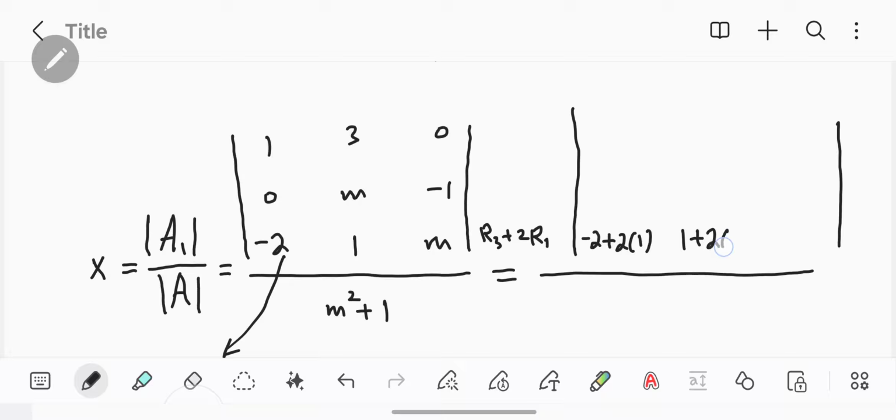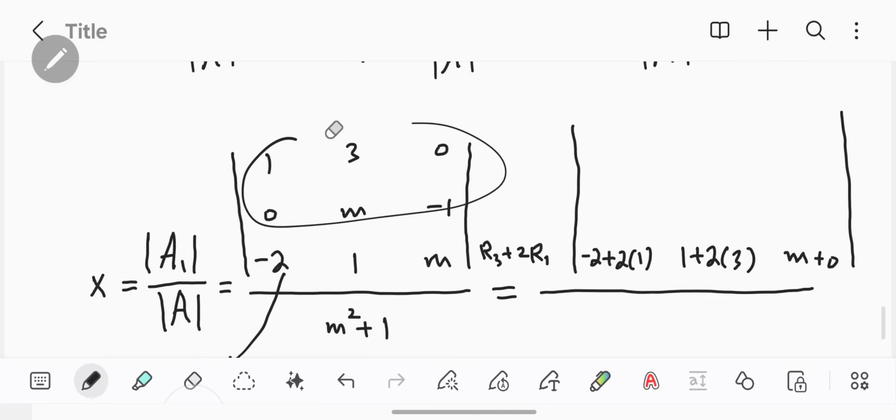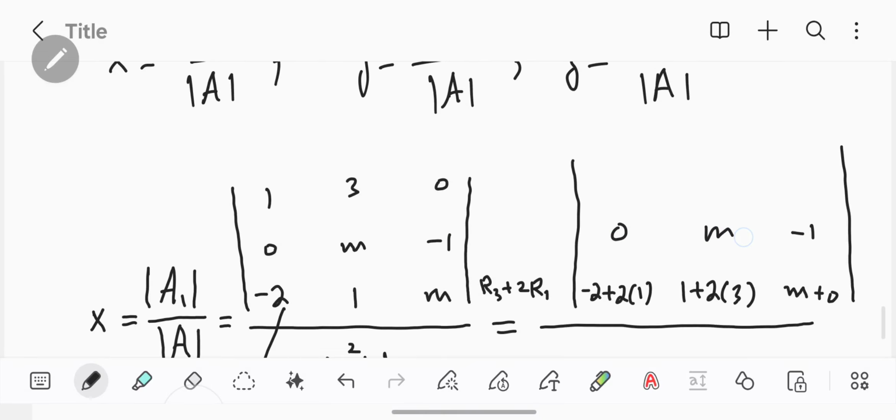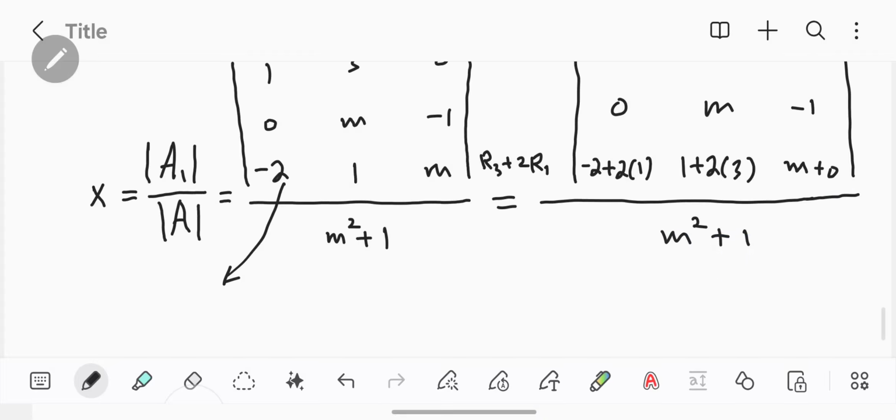1 plus 2 times 3. And then m plus 2 times 0. I will write m plus 2 times 0 is 0. Okay, so I will write just 0 here. Doesn't matter. And these two rows will remain the same: 0, m minus 1, 1, 3, 0. Okay, and in the denominator we have m squared plus 1 as usual.